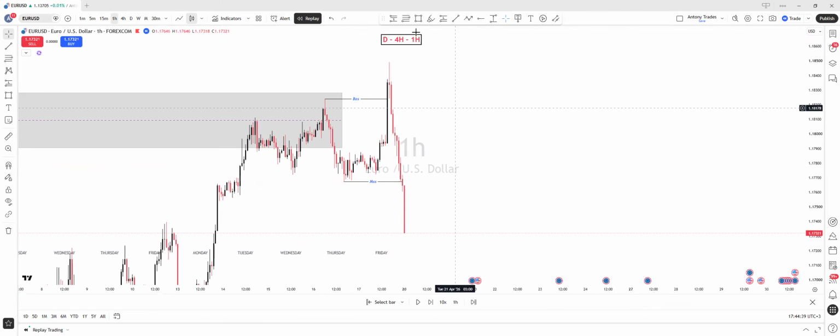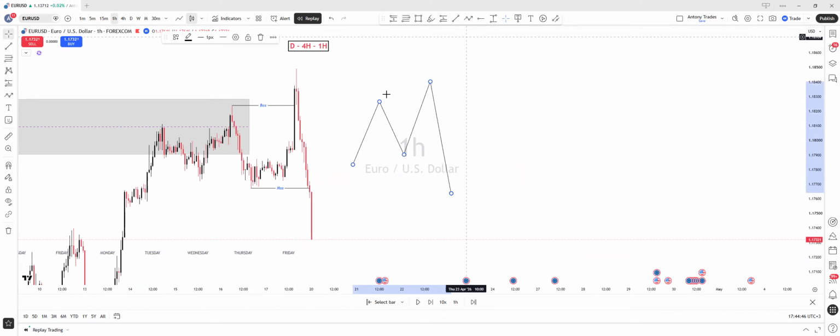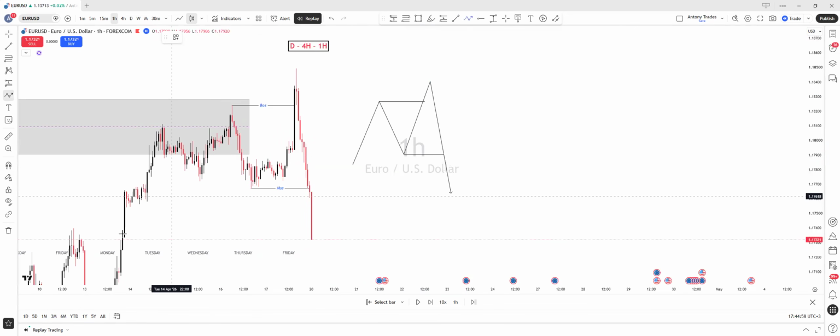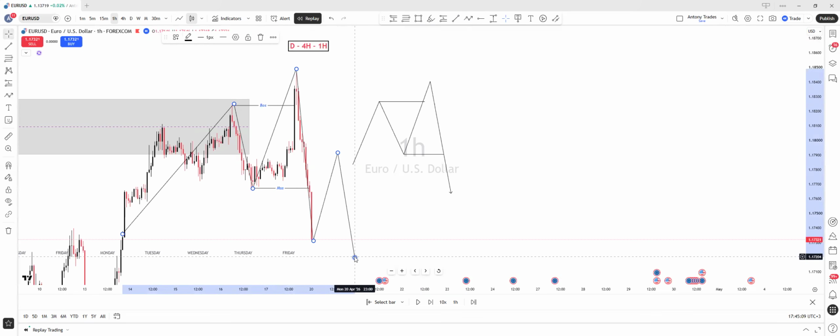So what are we supposed to wait for? At this point of time, we are supposed to wait for an M formation. This is your M formation. We have a break of structure to the upside and then a change of character to the downside. So this is the kind of confirmation that we need to see. And that is exactly what has happened, right? We have a push, a pullback, a break to the upside, and then a change of character. So what do you wait for? A pullback and then continuation to the downside. So this is what you need to see.